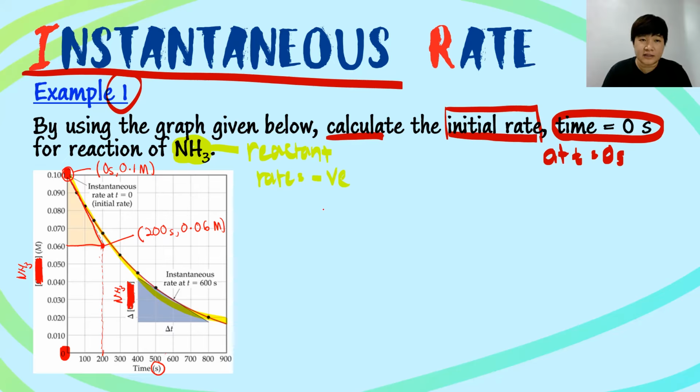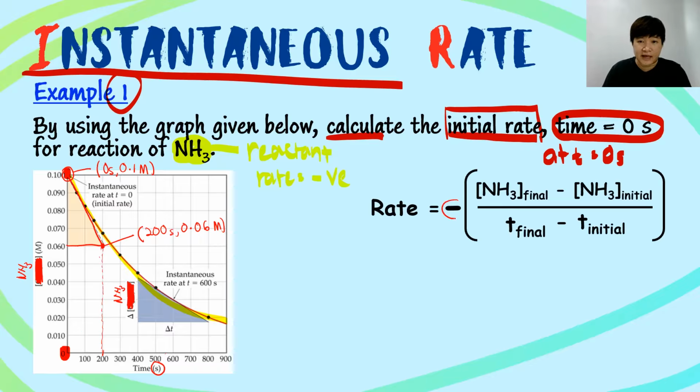How can I find the instantaneous rate at time equals 0? We are going to calculate the slope of this tangent by using the similar formula. Rate equals negative, the final concentration of ammonia minus the initial concentration of ammonia, over final time minus initial time. So make sure the negative remains unchanged. Make sure you know who is your final and who is your initial. Obviously over here, that is your initial. We started at time 0, so we finish at time 200 seconds.